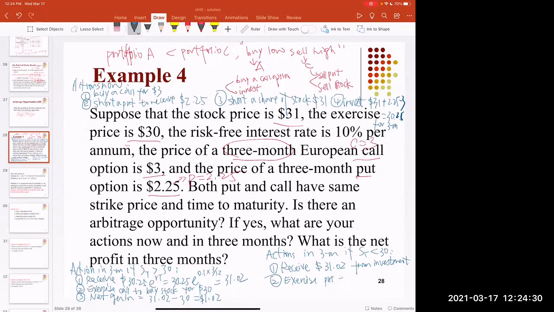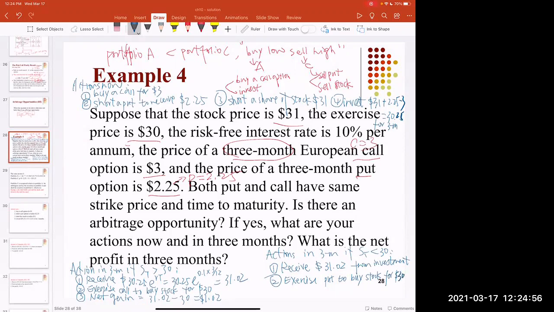That's the question. The answer to the question is because you are the shorter. The buyer, the long, will make that decision. So you are just forced to do that. You are forced to exercise because you have the short position, and the long position will do that.